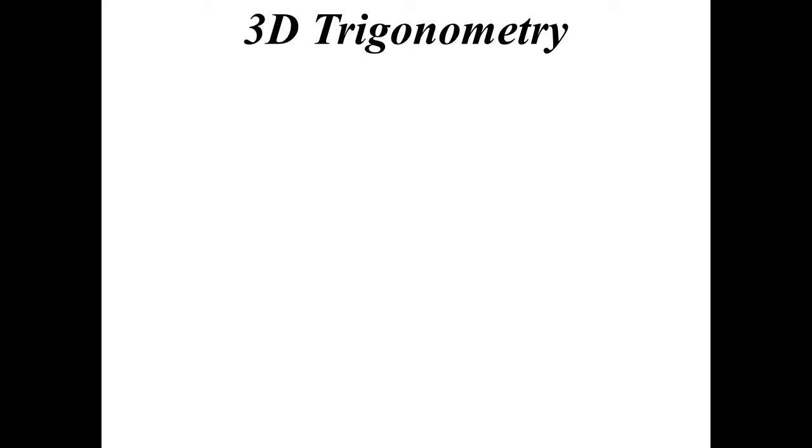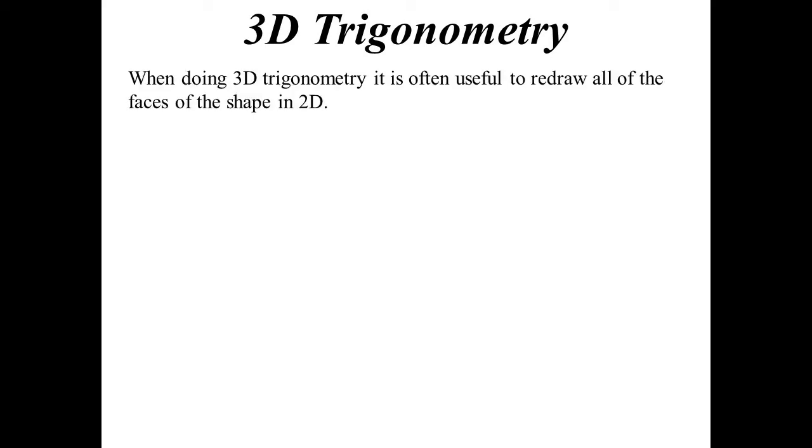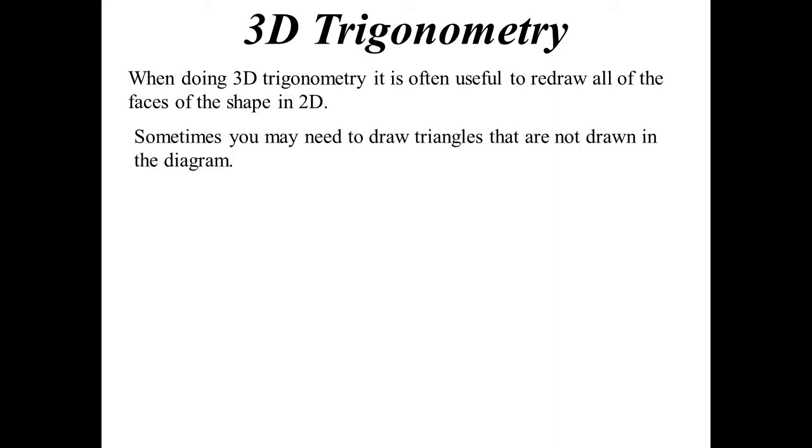So looking at trig in 3 dimensions rather than 2 dimensions. 2 dimensions is really easy to work with because you see the triangle and there you go. Sometimes it's hard to see the triangles in 3 dimensions because of the way they're drawn. Sometimes it's easier just to redraw all the faces of the shapes in 2 dimensions so you can see exactly what you're doing. Maybe you want to draw some extra triangles that aren't actually in the original diagram but may be useful to use. There's a couple of main questions really.